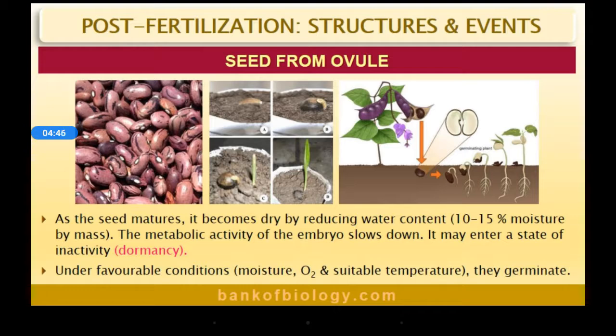Dry seeds will grow or germinate only when they get a suitable climate. Suitable conditions means they need moisture, oxygen and the proper temperature. These things should be proper, that is, the favorable conditions needed by the seeds for germination. So as the seed matures, it goes into a state of inactivity, which is known as dormancy.